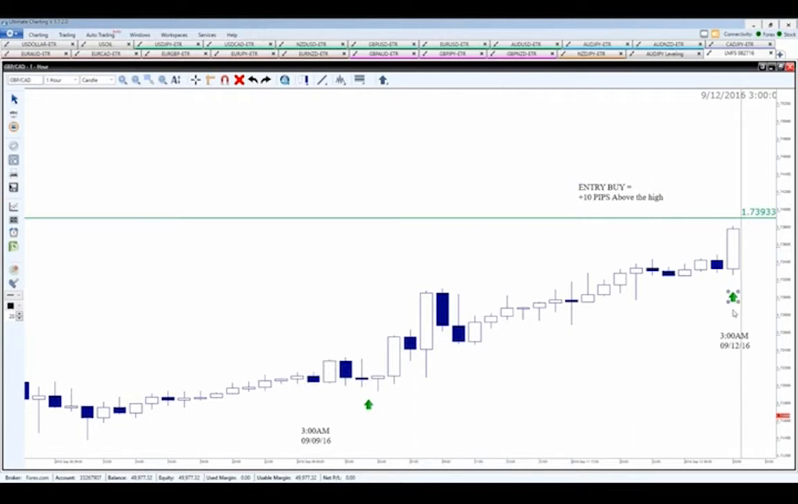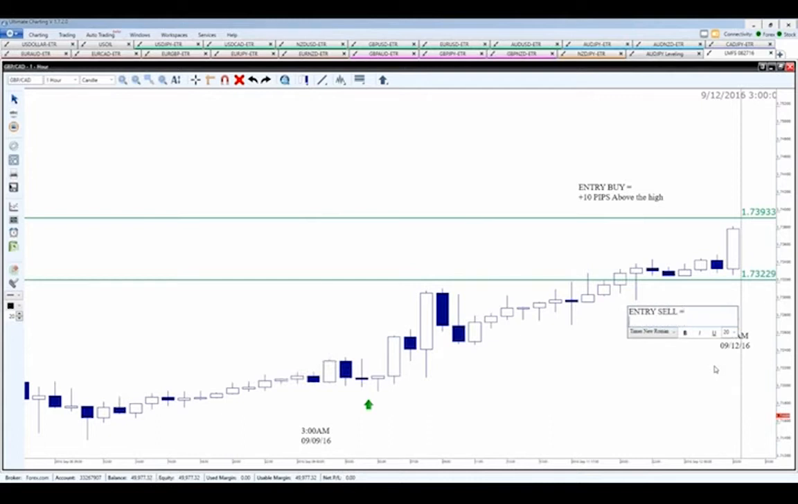Now we're also going to come in here. Let me pull this down just a little bit. We have an entry sell position. Our entry sell is going to be 5 pips below this low. So we'll set that right about there, make that green. There we go. And that's going to be our entry sell, which equals minus 5 pips below the low. So first step, we look for that close of the 3 a.m. candle, and then we come in here and we're going to have our entry buy 10 pips above the high, our entry sell 5 pips below.